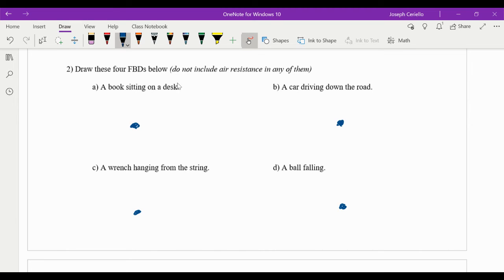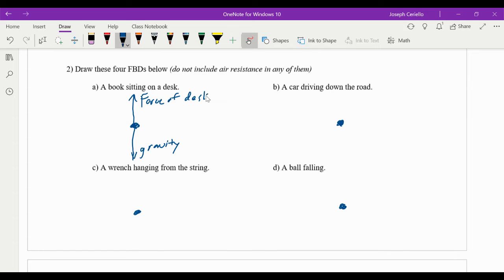So a book sitting on a desk, let's start with that one. Of course, it has gravity acting on it downward. You could call that weight, or you could just call it gravity. Now, gravity's pulling it down, so why doesn't the book just fall? Well, because there is a force of the desk pushing it up. So, force of desk.